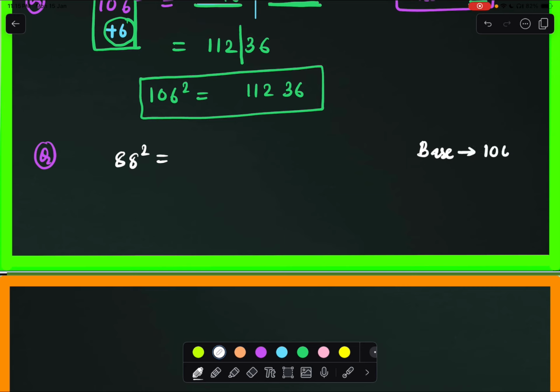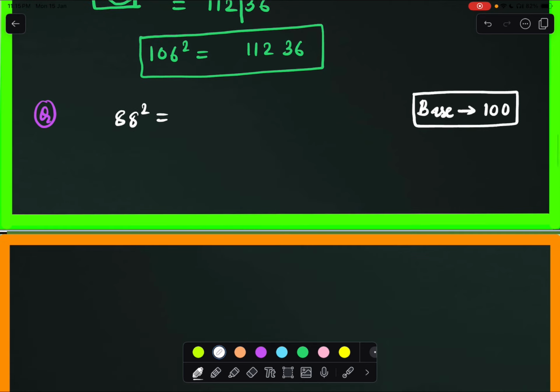So the base is 100, right? Now we'll see this particular part. 88 is how much less than 100? We'll check it once. So it is 12 less than 100 only. 12 less than 100, right?